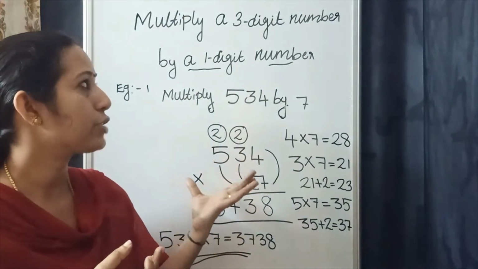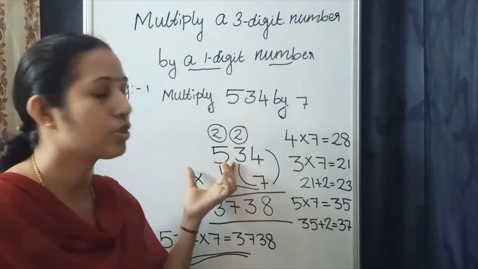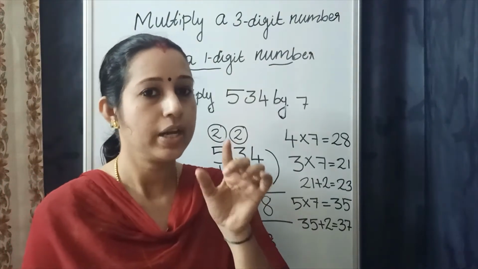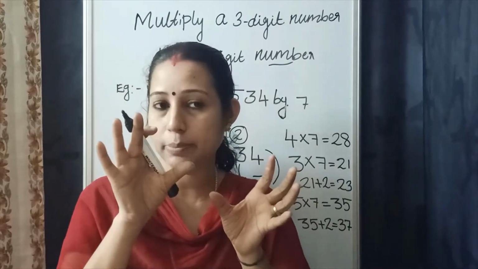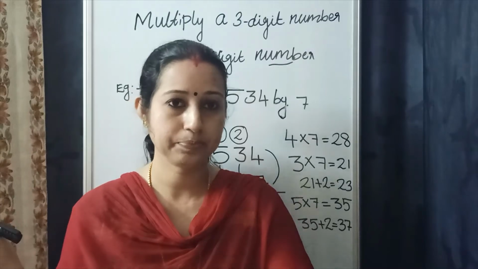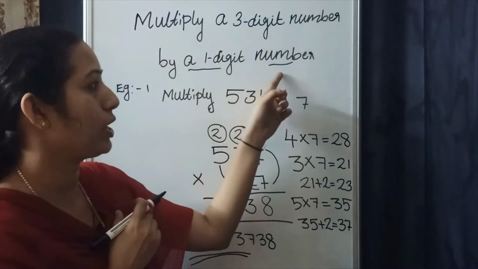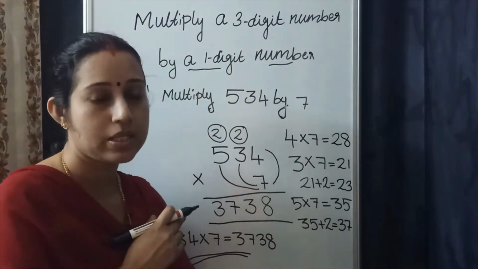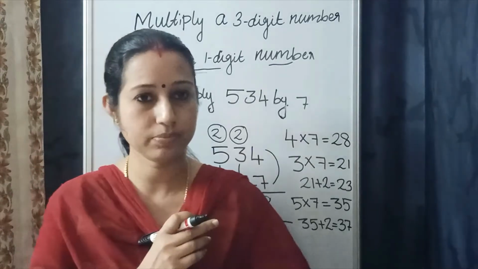Okay, so multiplication of a 3-digit number by a 1-digit number. And children, these questions you also have to write in the practice book. The first one, yes, write the multiplication table. Write the multiplication table 1 to 10 neatly. Then after that, write this topic: multiply a 3-digit number by a 1-digit number. Example 1, solve this one.